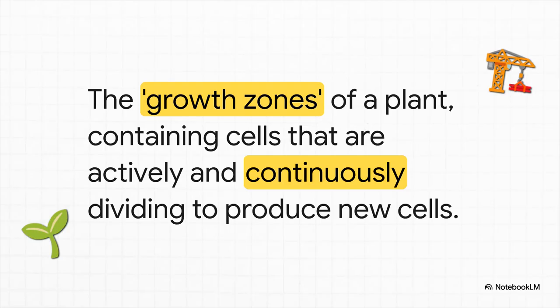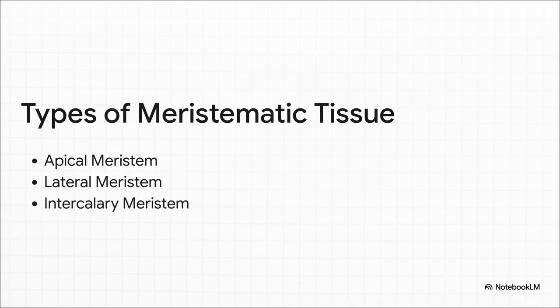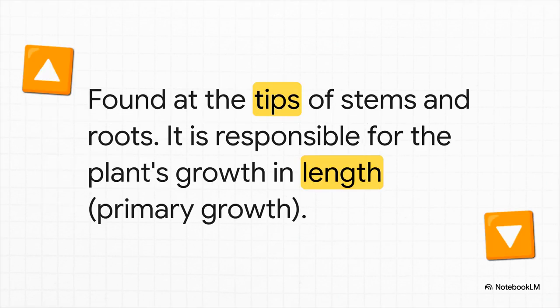So how do they manage this non-stop construction project? Their secret weapon is something called meristematic tissue. The easiest way to think about this is as the plant's 24/7 construction crew. These are just zones of cells that are always, constantly dividing, pushing the plant up, down, and out. Now, this isn't just one big mob of workers. No way. This construction crew is organized into 3 highly specialized teams, and each one is responsible for a totally different kind of growth.